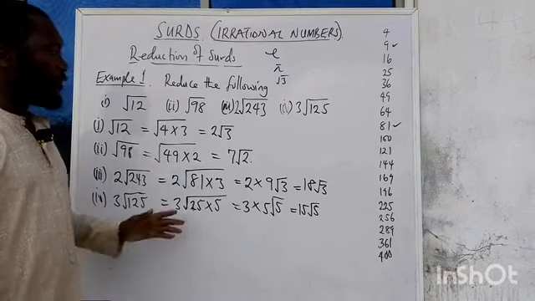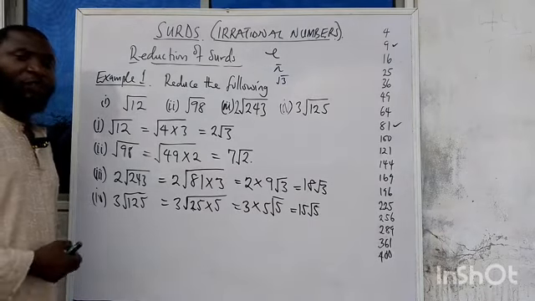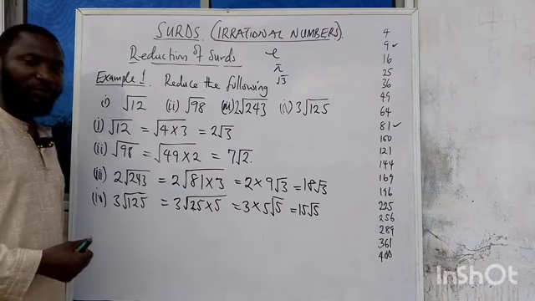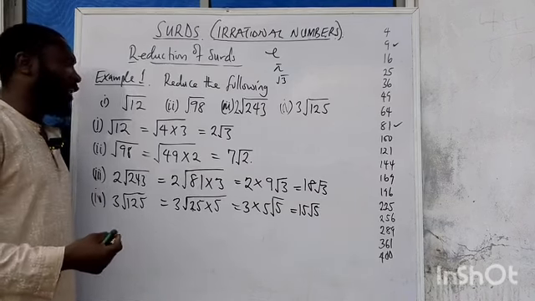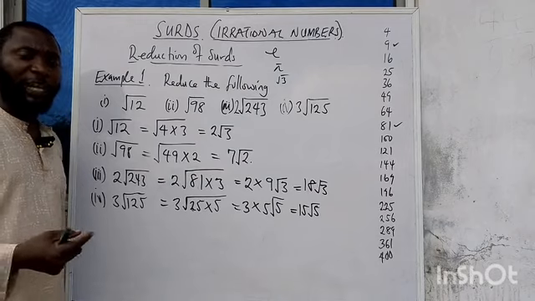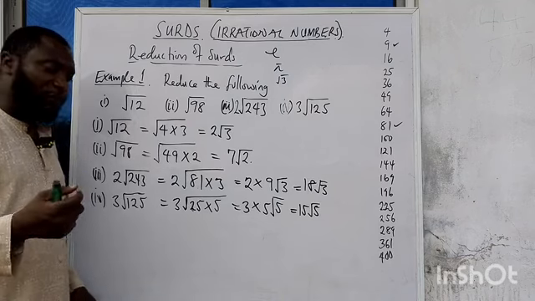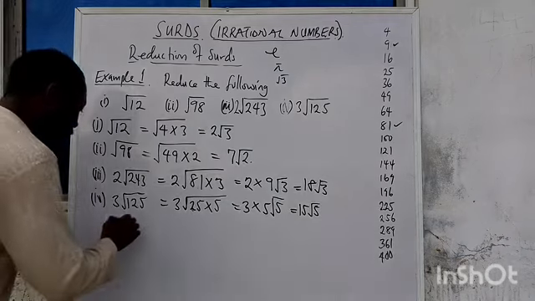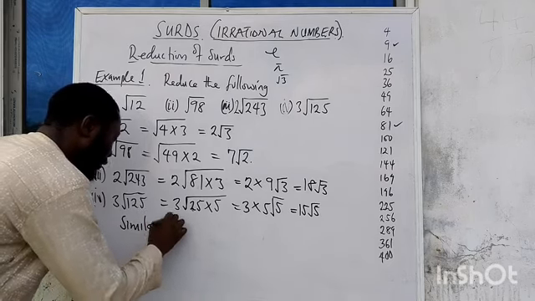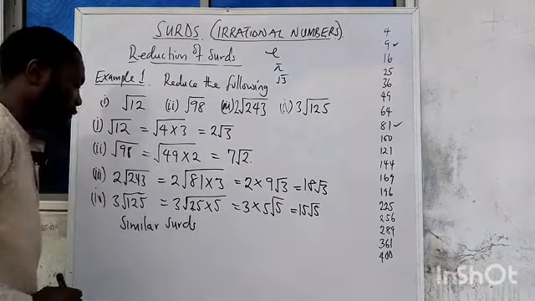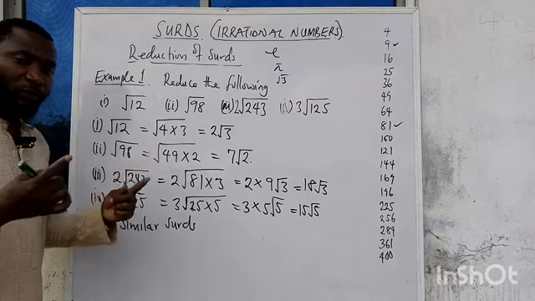Another application of this reduction of surds is that we can easily identify surds that are similar. How do we know that 2 surds are similar? 2 surds are similar when they have the same value inside the root. Similar surds. So now we say 2 surds are similar when the values inside the roots are the same.